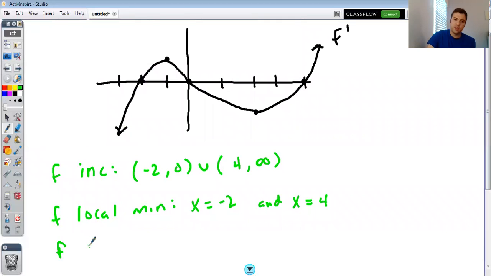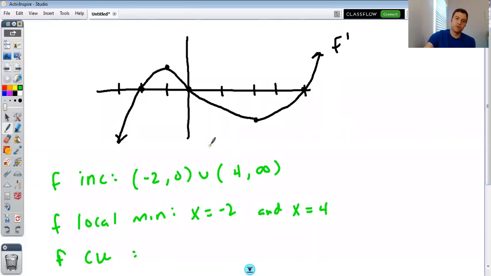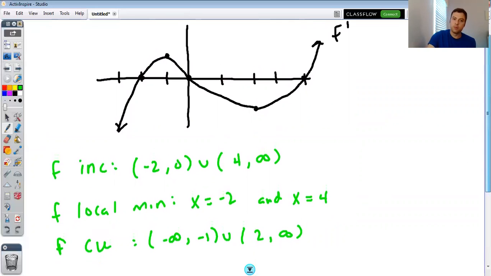I might ask you, where is f concave up? And remember, the concavity, second derivative, is the slope of this graph. So a positive slope, that would be from -infinity till -1. And again, from 2 to infinity, right? And points of inflection would occur here at -1, and here, 2 where the concavity changes. We can also figure out values for f using integration, but we'll get to that in a later lesson.